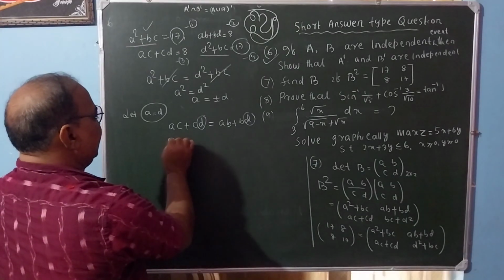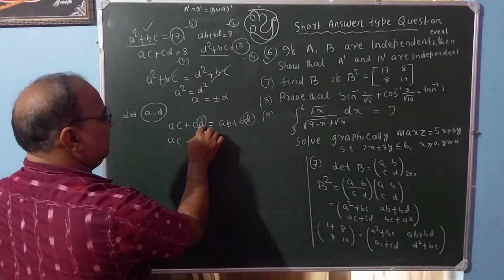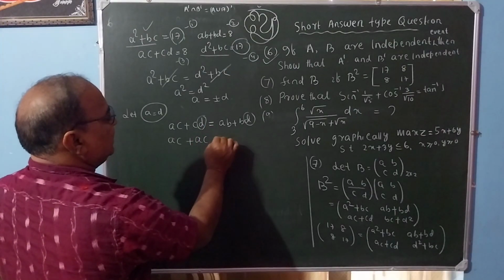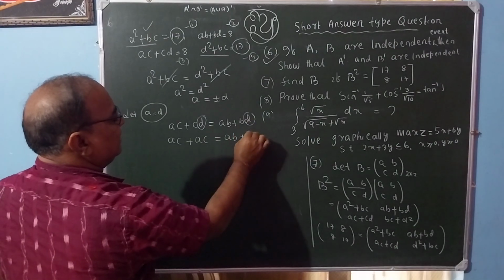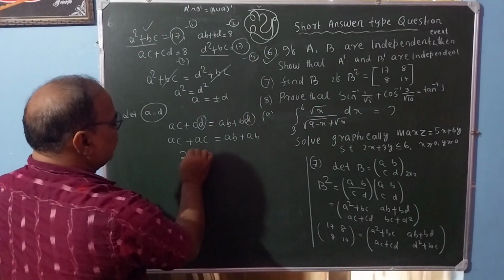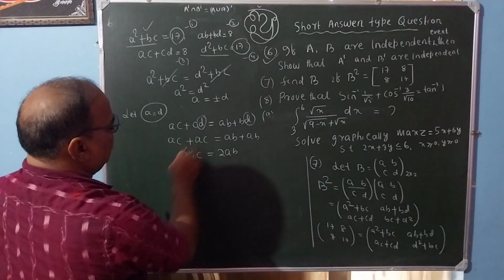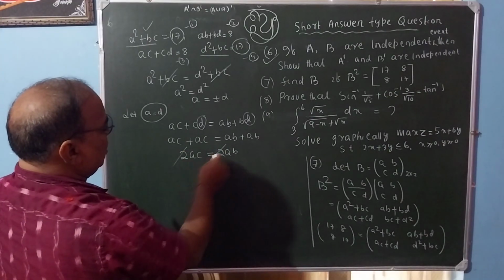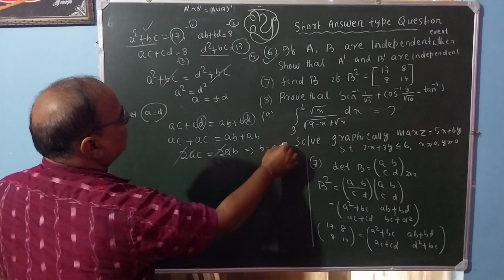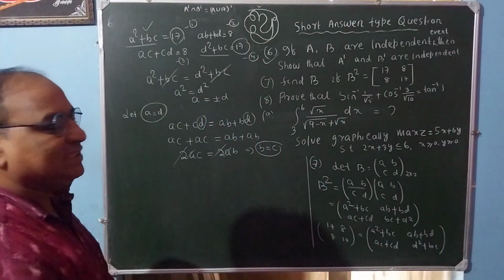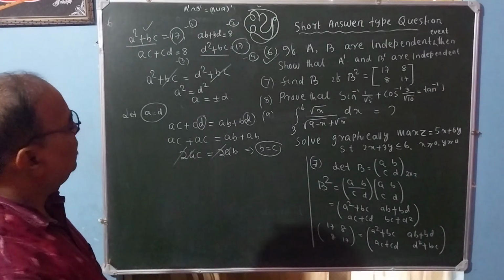Here it is AC, and in place of D, it is AC. Here it is AB, and here it is also D, so in place of D, it is AB. So 2AC is equal to 2AB. So 2 cancels, A cancels. That implies B is equal to C. B must be equal to C. Okay, A is equal to D and B must be equal to C.